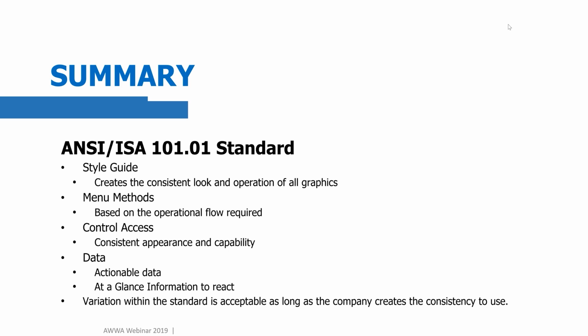Menu methods. They're based on operational flow and requirements. So you've seen some changes there. Access control, the same consistent appearance and capability. Data, actionable data, at-a-glance information to be able to react. Variations within the standard is acceptable as long as the company creates this consistent use.